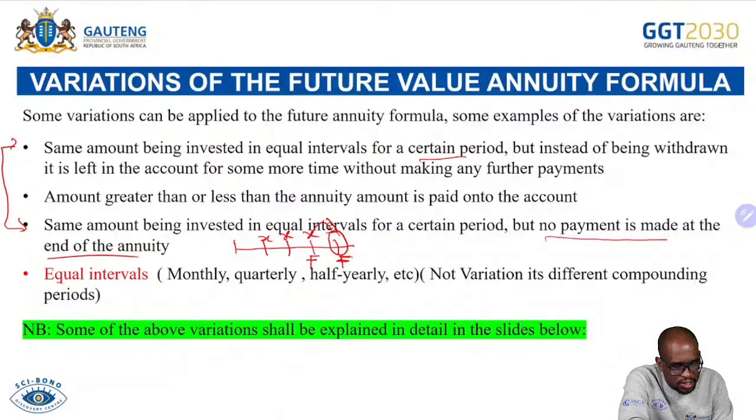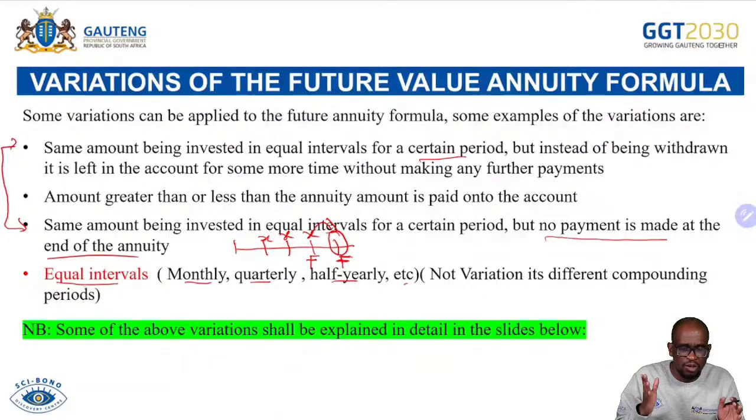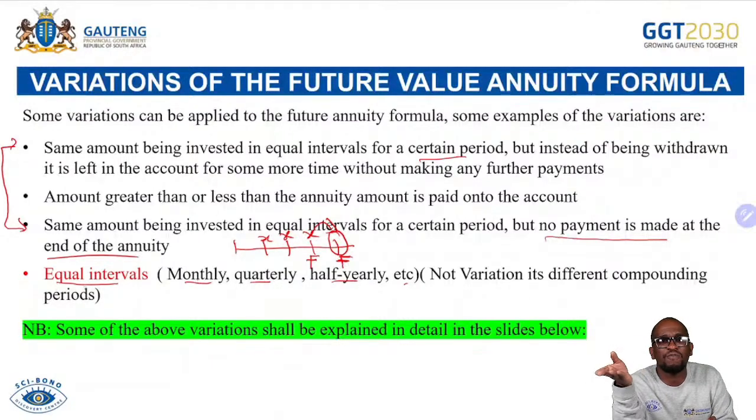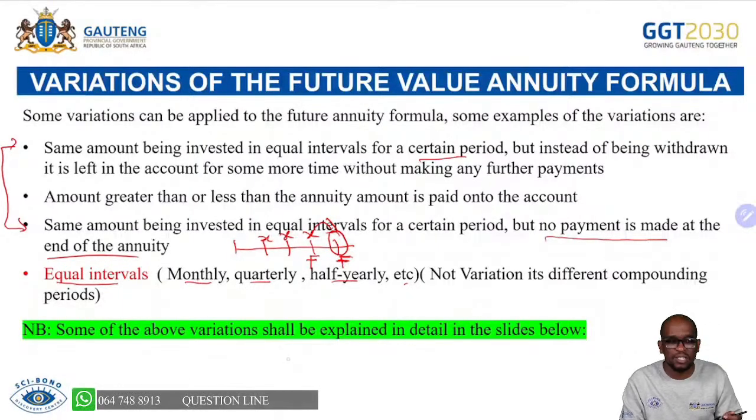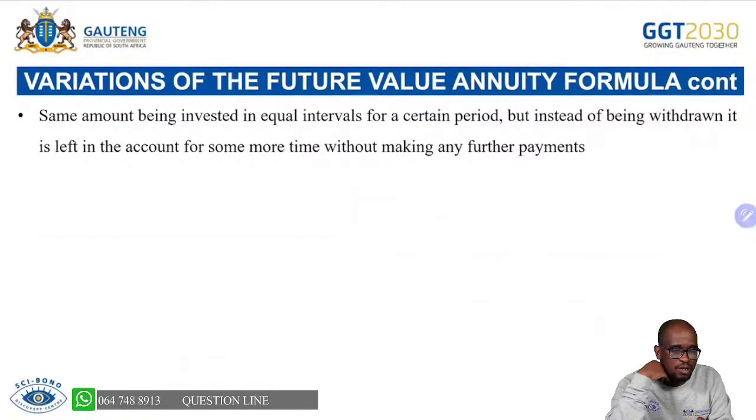All right. Equal intervals, monthly, quarterly, half yearly, etc. It's not a variation, but it's different compounding periods. Let's say you are investing monthly for some time, and then after that, the interest rate is now quarterly. So you need to convert it back to monthly. So this is not a variation, it's just different compounding periods. All right, some of the variations shall be explained in the slides below. I'll explain just a few, maybe two of them. Let's check which ones I'll explain.